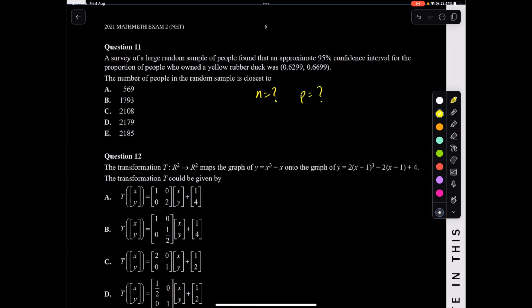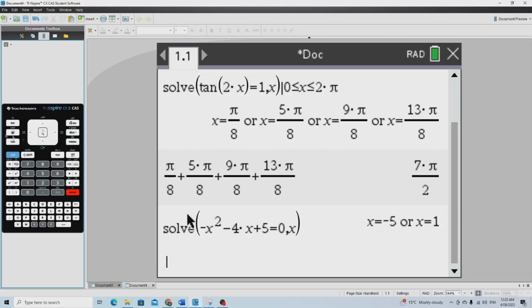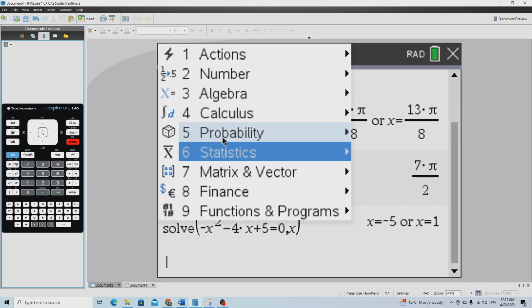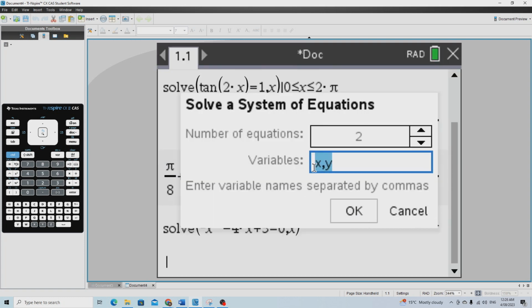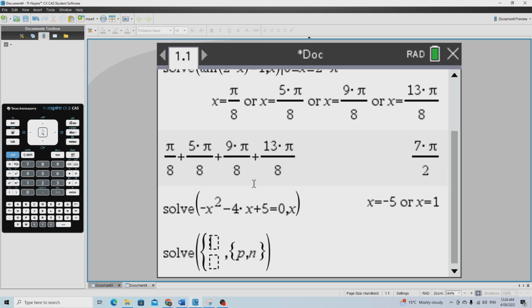Okay, this is not too bad. So what we can do is go on our calculator, menu, algebra, solve systems of equations, and we want to find p and n. We don't know both of them, but we just want to find n anyway.